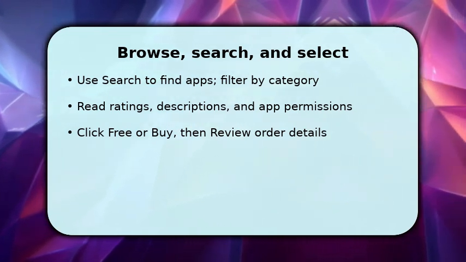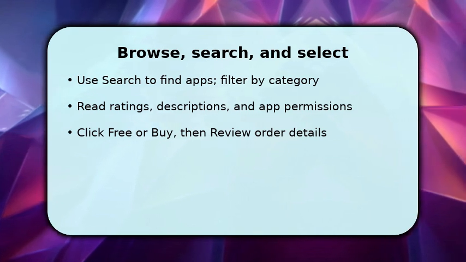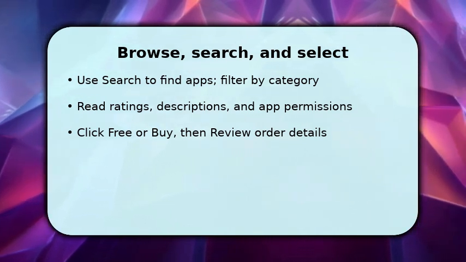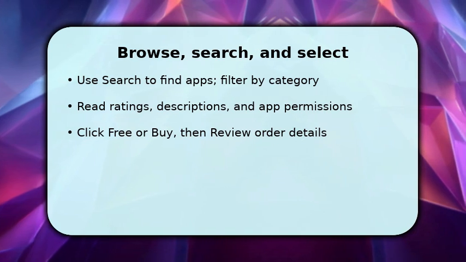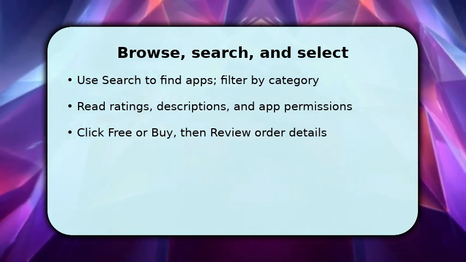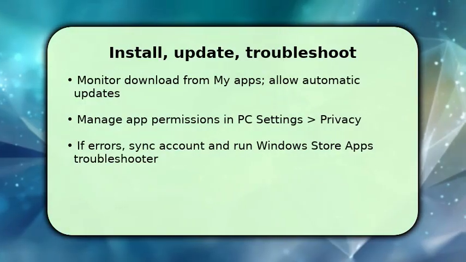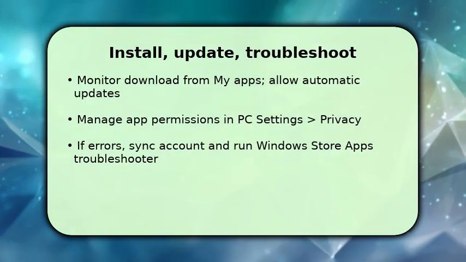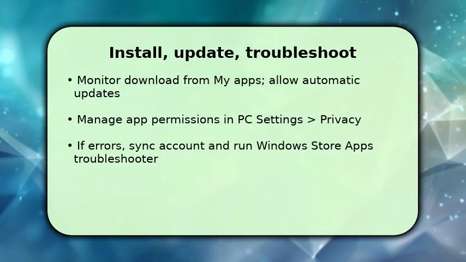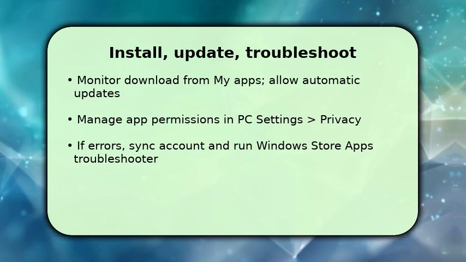The store shows purchase details and payment options. Make sure the account and payment method are correct before you confirm to avoid failed downloads or unexpected charges. After confirming, the app downloads and appears in My Apps where you can watch progress. Enabling automatic updates keeps apps current without manual checks.